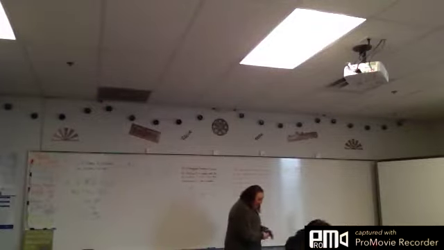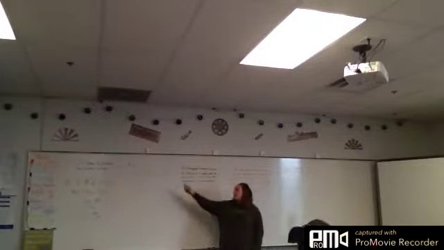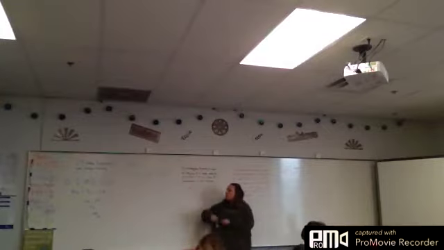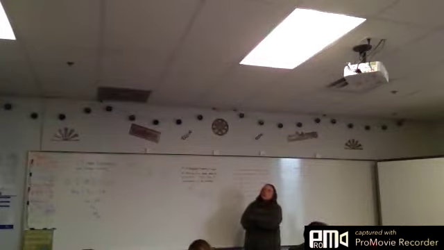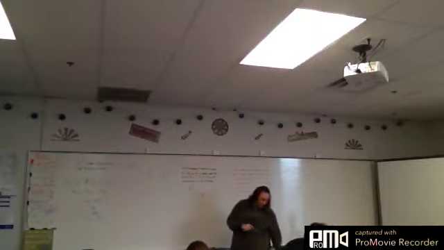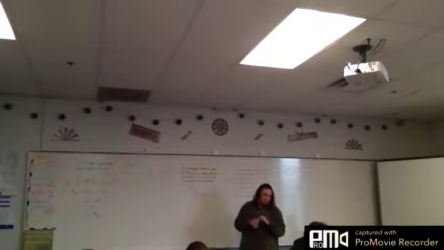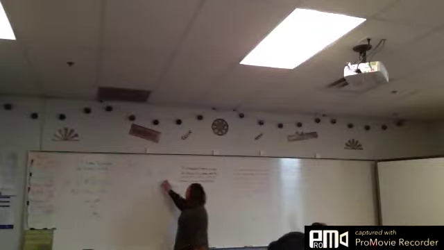Okay? Now, let's talk about when you have something like this. 1 over x minus 2 equals 3 over x plus 2 minus 6x over x squared minus 4. What do you need to do first before you can decide what the least common denominator is? Factor. Yeah, you need to factor this one out, right?